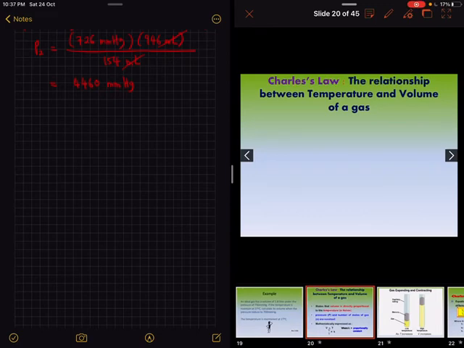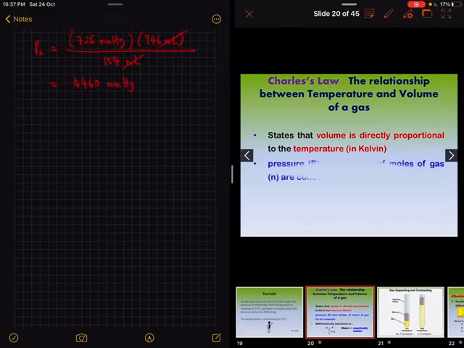Okay, the second gas law adalah Charles law. So Charles law states the relationship between temperature and volume of the gas. Okay, di mana volume is directly proportional to the temperature in Kelvin. Okay, and here the pressure and the number of mole of gas are constant.